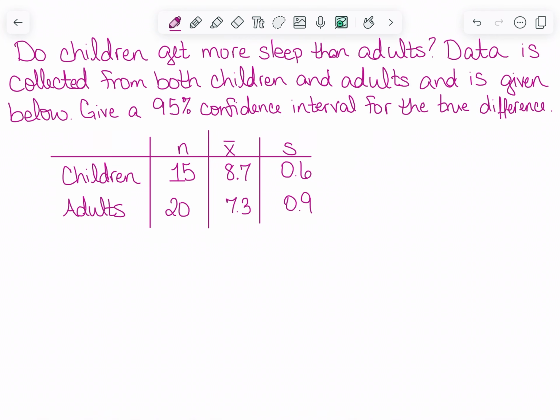Let's suppose we want to look at, do children get more sleep than adults? We have data collected from both children and adults that's given in this table, and we want to find a 95% confidence interval for the true difference. In this case, we looked at 15 children. Their mean was 8.7 and their standard deviation was 0.6. We looked at 20 adults who had a mean of 7.3 and a standard deviation of 0.9.